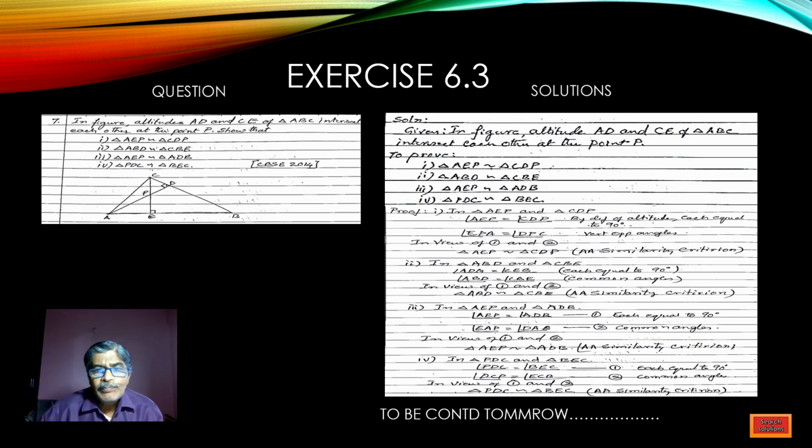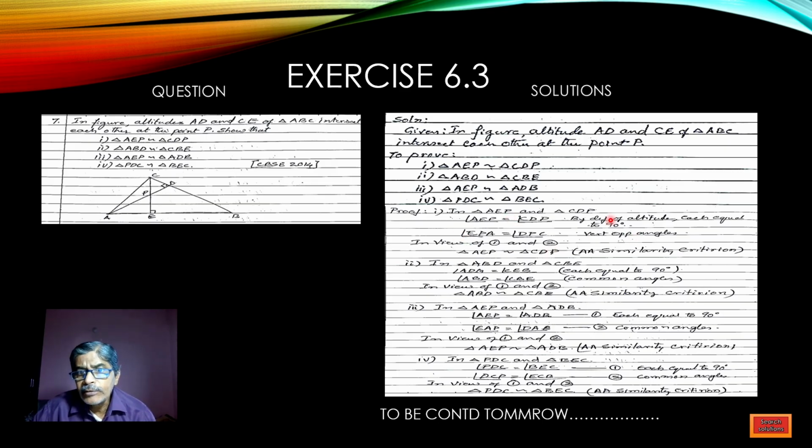So in this problem, we are given in the figure altitudes AD and CE of triangle ABC intersect each other at the point P. So to prove that triangle AEP is congruent to triangle CDP, and triangle ABD is congruent to triangle CBE, and in the third, triangle AEP is congruent to triangle ADB, and in the fourth, triangle PDC is congruent to triangle BEC. So what is the proof?